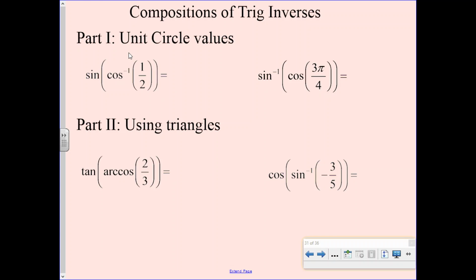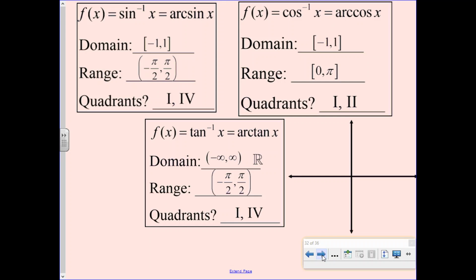Before I get into that, though, I do want to review one more time the domain and range of the arc trig functions, the arcsine, arccosine, and the arctangent. I have those on the screen. If you still need to write those down for your notes or for future reference, you can pause the video and do that. But these things are really important, especially the range. We're not going to try to trick you too often with weird domain values, but the range is especially important.